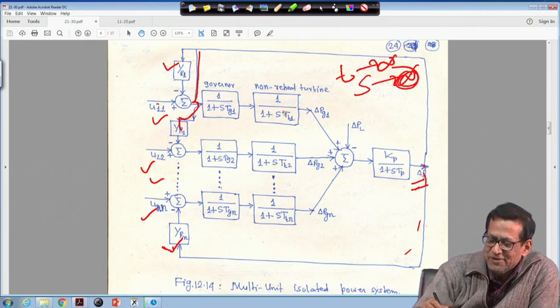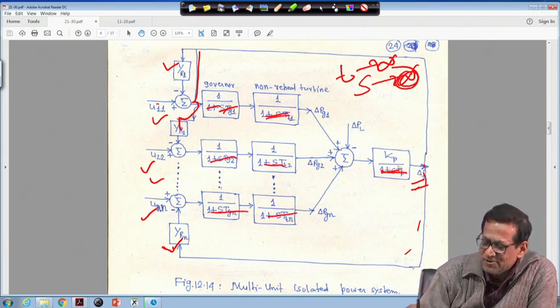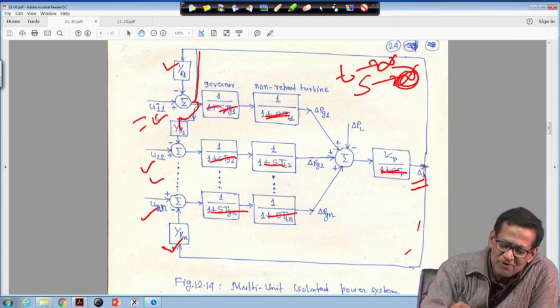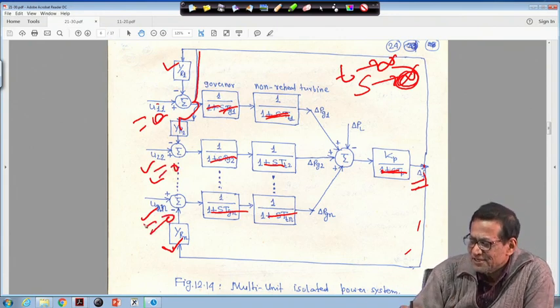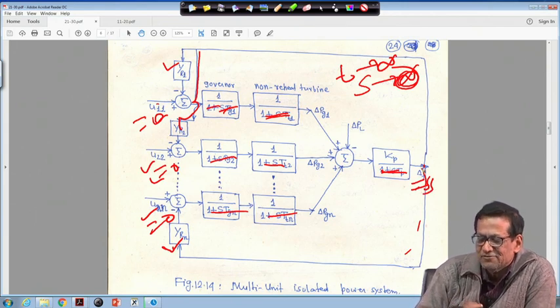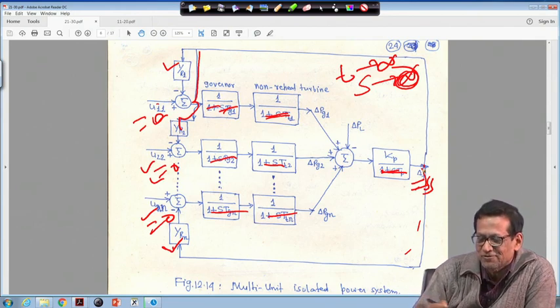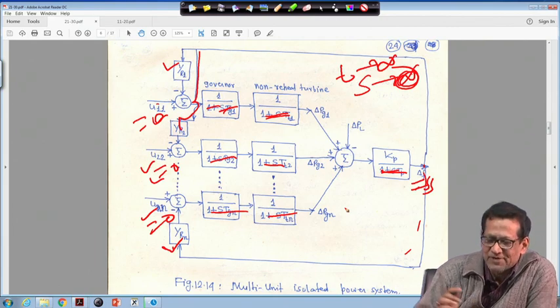So, in this block you can put all s equal to 0, that means this term should not be there. It will be 1, 1, 1, 1, and this will be only Kp. After that it will be a simple steady state block diagram. Of course, U1 is equal to U1(0), U2(0) and Un(0). From that you can easily find out delta F steady state values. So, this is your composite multi-unit isolated power system. Many units are there and this is isolated, that means not interconnected with any other power system.